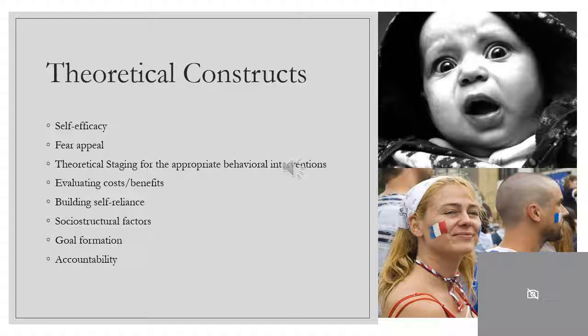The theoretical constructs that I felt were the most important and related to alcohol abuse were increasing self-efficacy, that was number one. Fear appeal, so having that message coming across. Theoretical staging for appropriate behavioral interventions, evaluating their costs and benefits as to whether or not adopting this new behavior is worth it, building your self-reliance, looking at your socio-structural factors, having goals, and staying accountable for your actions.